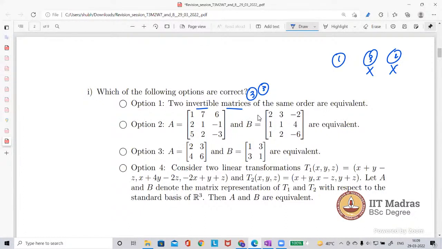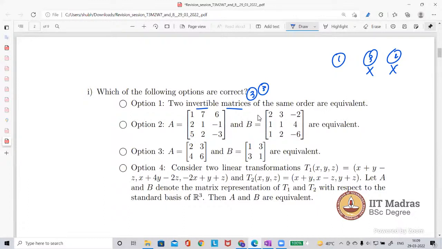And what about option 2? Who has said this option is wrong? Mohan Raj, he told us. Manish told, I think. So why are these two not equivalent?